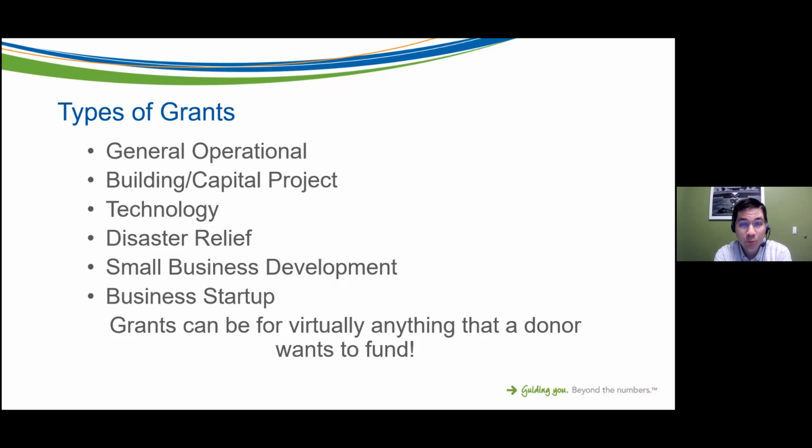However, if you think about it, there were disaster grants associated with the COVID pandemic. Those were made available to places like restaurants, the Restaurant Revitalization Act, or the shuttered venue grants for places like theaters. The SBA, the Small Business Administration, federal branch of the government, also offers business startup funding, grants for businesses that are just starting out. So if you think about it, grants can be for virtually anything that a donor wants to fund. And all you have to do is find it and get it.